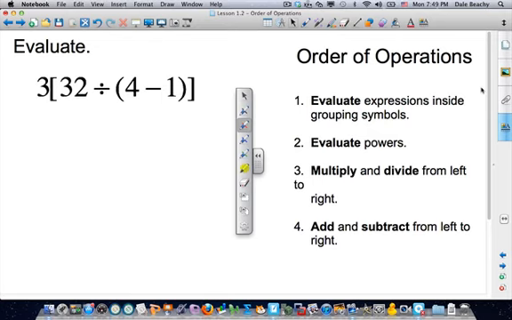Let's use the order of operations to find the value of the given expression. Step number 1 says to evaluate expressions inside grouping symbols. However, in this case, we see that we have two sets. Whenever this occurs, we always start with the symbols that are on the inside. So we're going to first find the difference of 4 and 1. The difference of 4 and 1 is 3. So we're going to write that value down and bring down the expression around it.